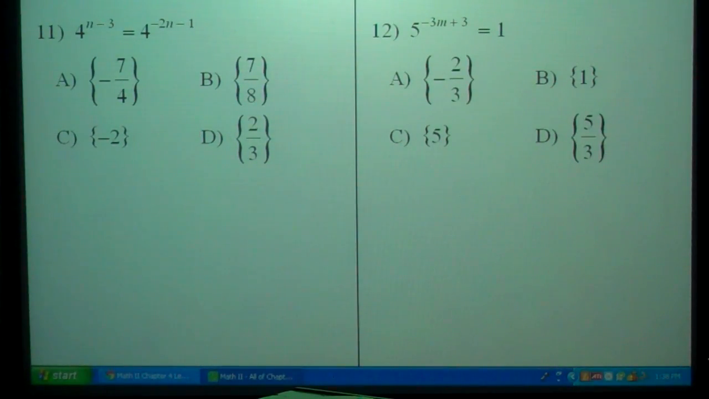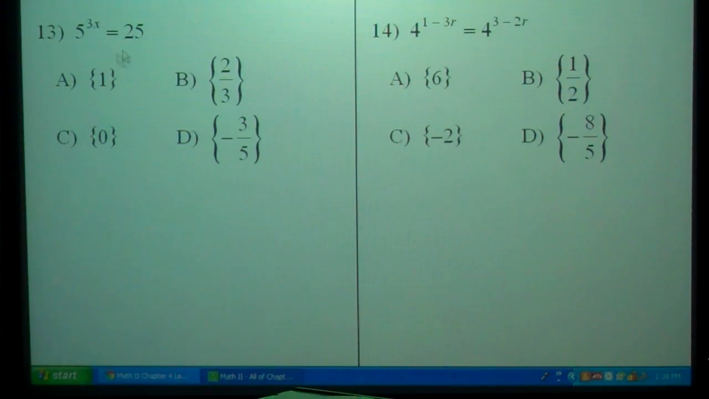Here's two more examples. This is a good one. 5 to the 3x equals 25. And then 4 to the 1 minus 3r equals 4 to the 3 minus 2r. This one you have to do a little work. You have to change the 25 into 5 squared. This one you don't have to do anything because the bases are already the same. 1 minus 3r equals 3 minus 2r. Solve both of those. Pause. Your answers are B and C. These are very representative of what you're going to have on the test.